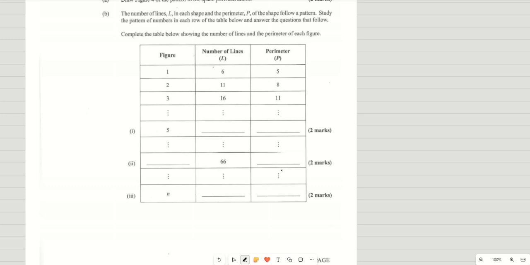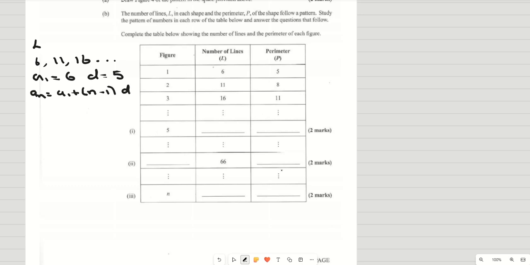So this is for L. The sequence is 6, 11, 16, dot, dot, dot, meaning it could go on. So the first term, A1, is equal to 6 and the difference is equal to 5. The difference between 11 and 6 is 5 and the difference between 16 and 11 is 5. So the common difference is 5. Then we use the formula AN is equal to A1 plus N minus 1 times D.